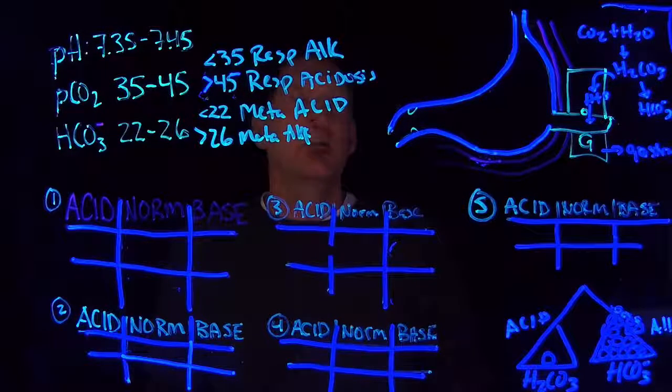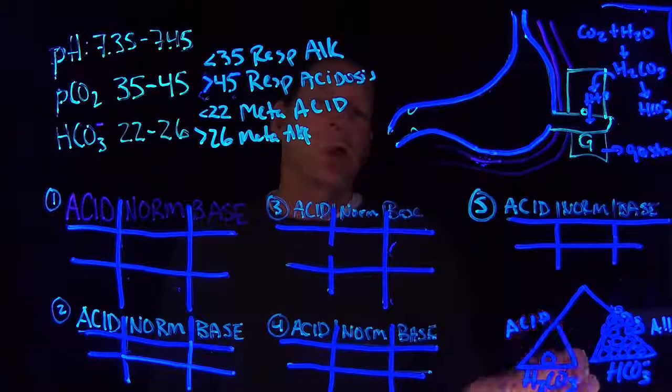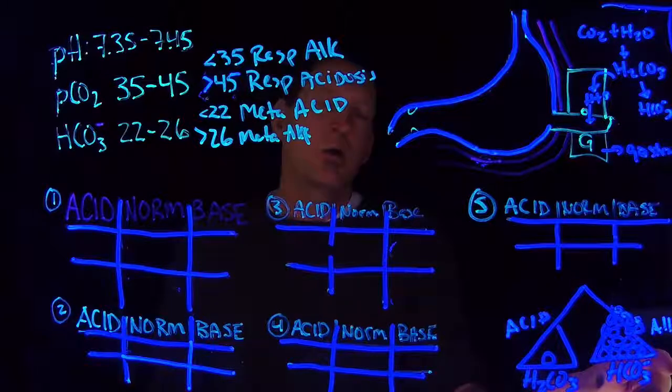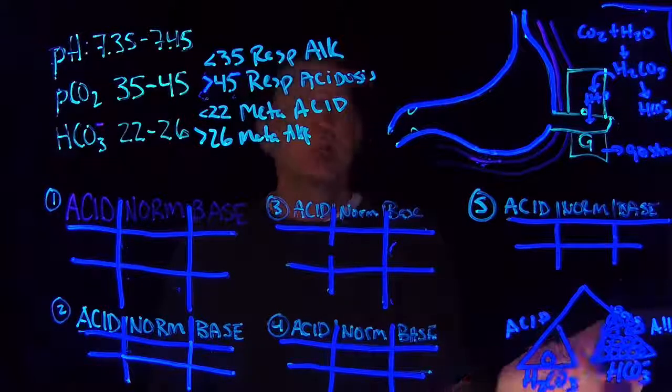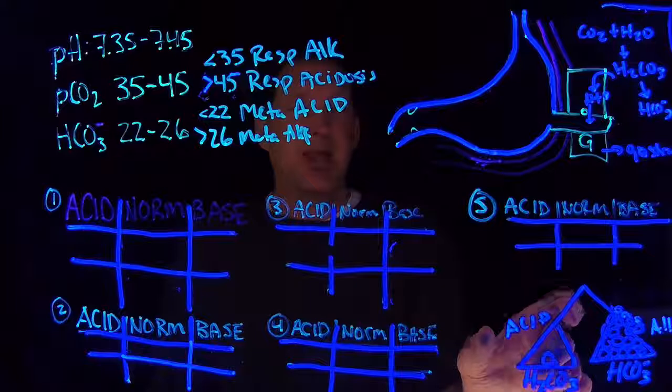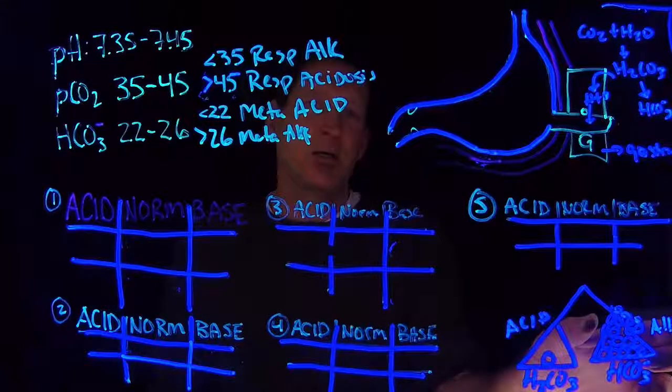So what I've got here is my scale down here. This is my carbonic acid. This is my bicarbonate. This is controlled by the respiratory system. This is controlled by the renal system. This is my acid side of the scale. This is my alkaline side of the scale.